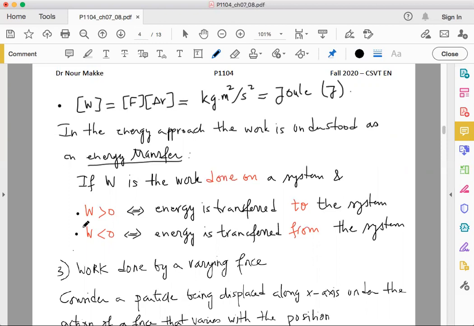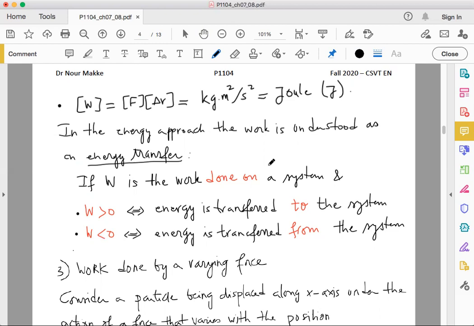So if W is the work done on the system, and if W is positive, that means that some energy is transferred to the system. So the system in this case is gaining energy. And if W is negative, that means that energy is transferred from the system. So the system is losing energy. It's giving energy to the environment. While in the first case, W positive, the system is gaining energy from its environment.